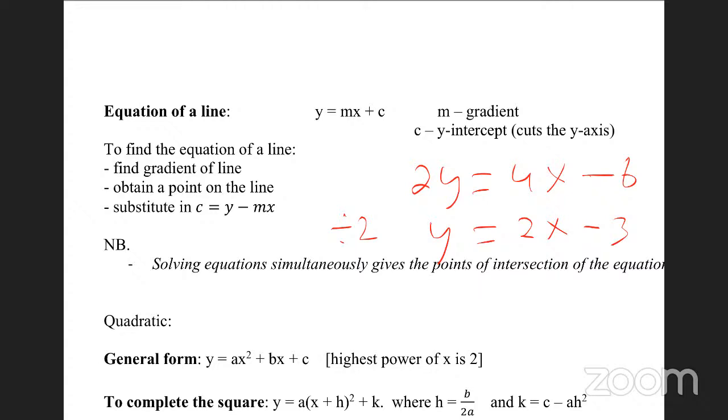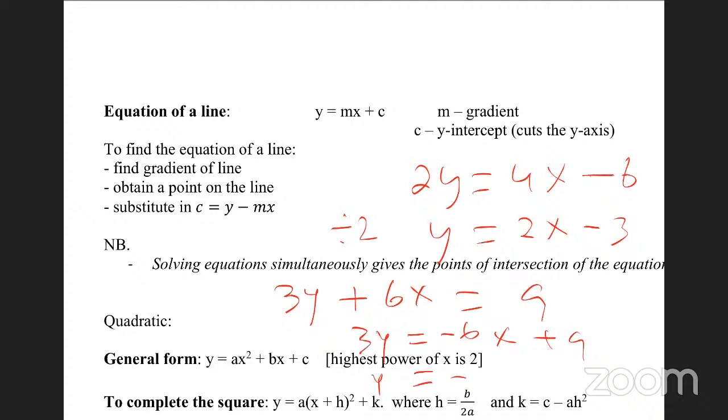Last one. Suppose I said 3y minus 6x is 9. What will you do here? Divide by 3, but it has to be in the form what? y is mx plus c, right? So carry across the x first, you'll get 3y equals 6x plus 9, and then divide by 3. You'll get y is 2x plus 3. Everybody okay with that? So you have to remember those little things, right? All right, good. So that is your equation of a line.